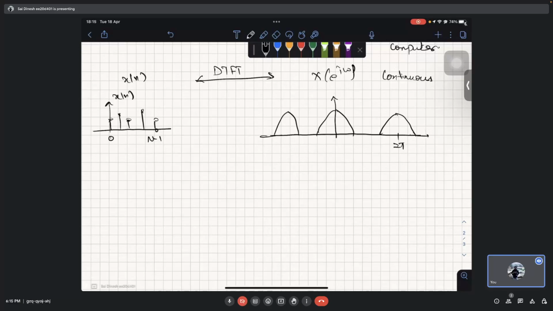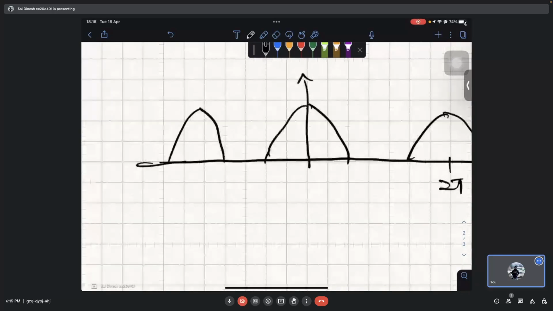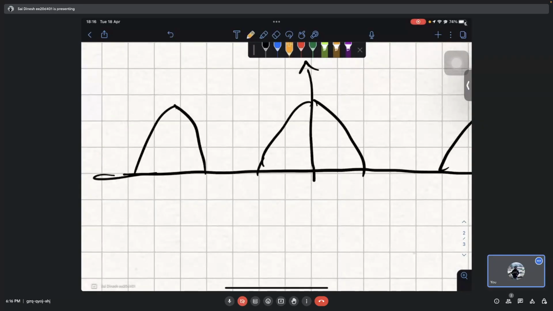But this cannot be stored. So what do we do? We try to write it down formally.